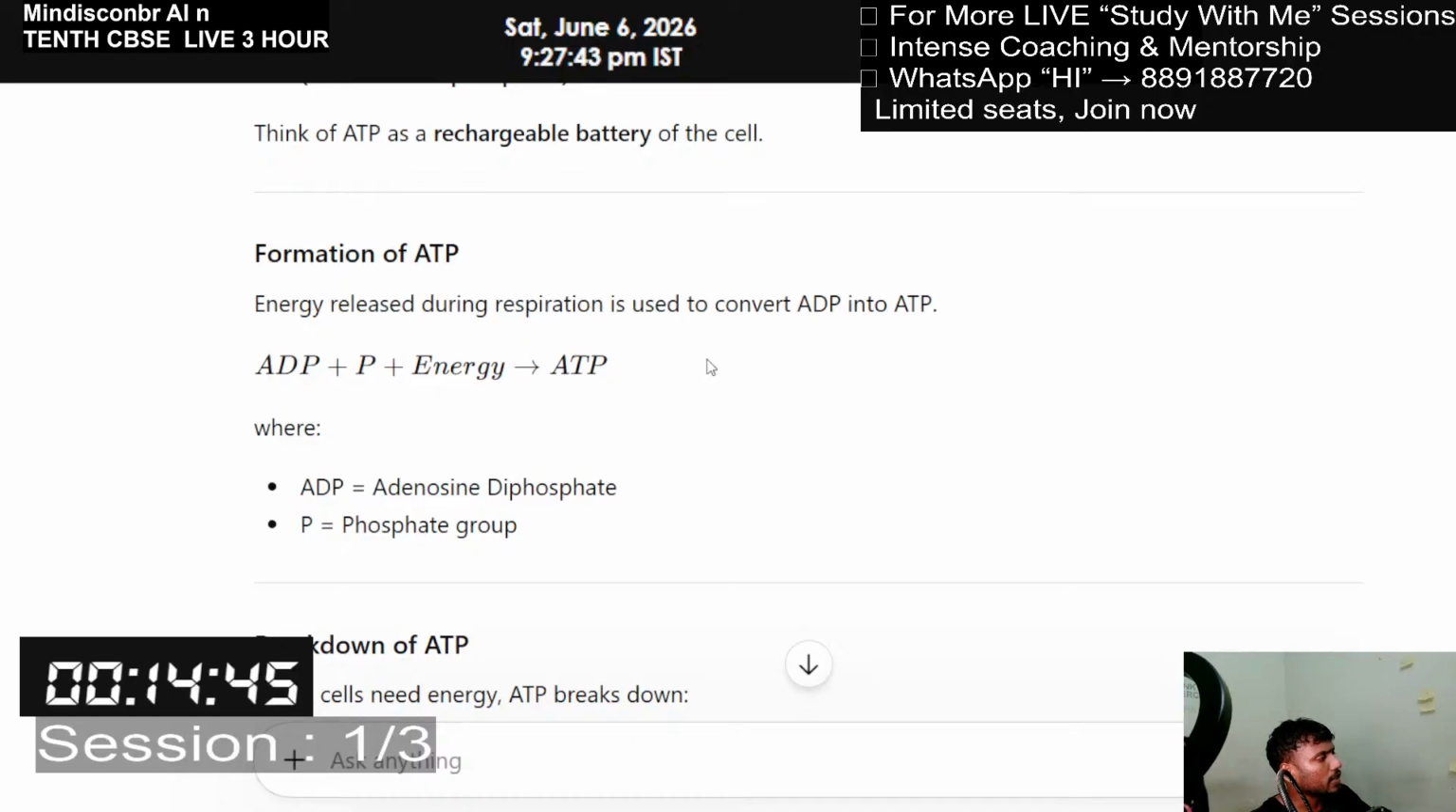Energy released during respiration is used to convert ADP into ATP. How is this ATP formed? ADP, or adenosine diphosphate, combines with one phosphate plus energy to form ATP, that is adenosine triphosphate.